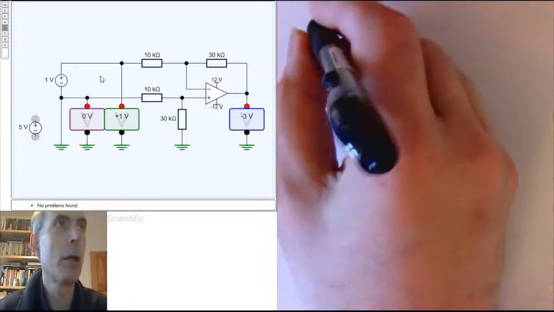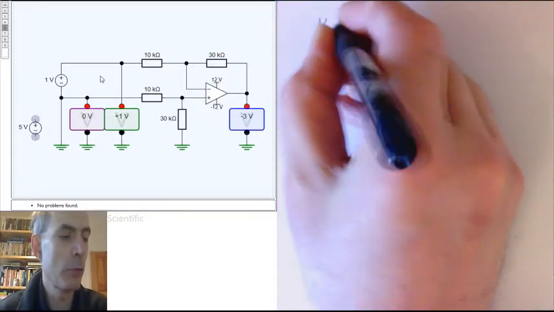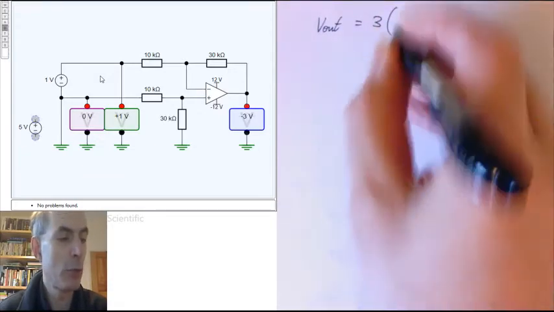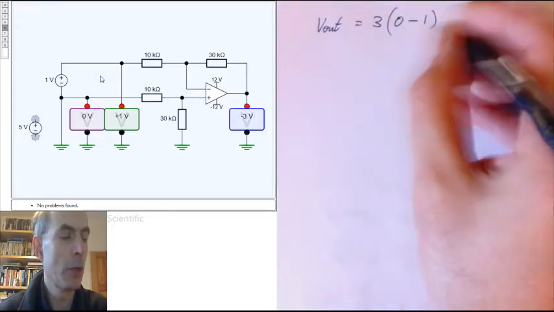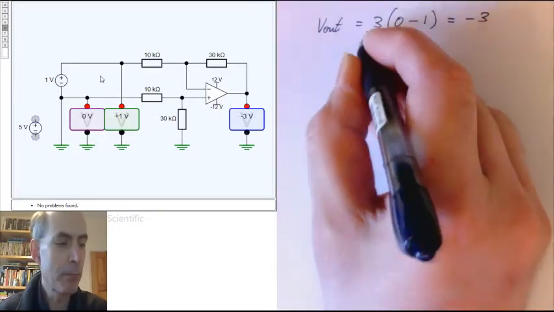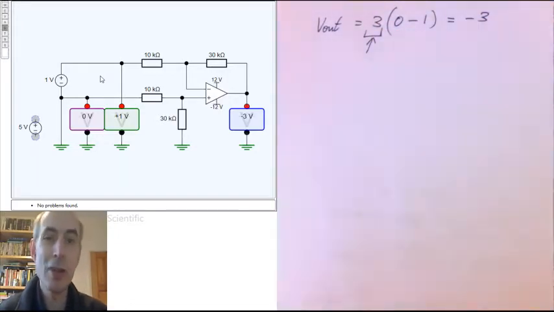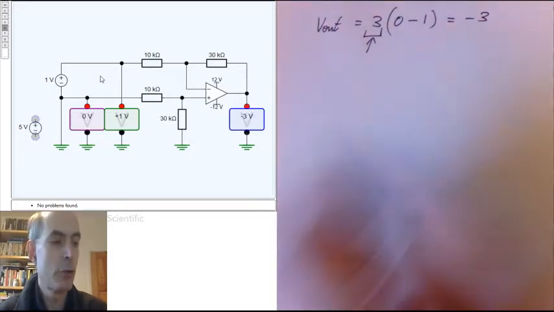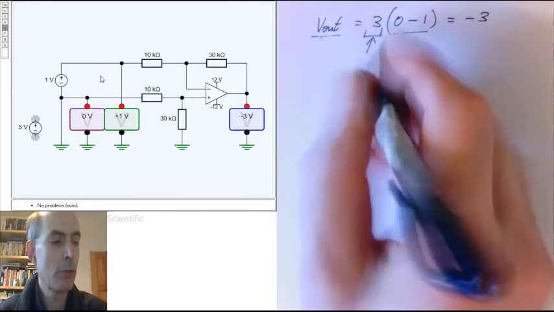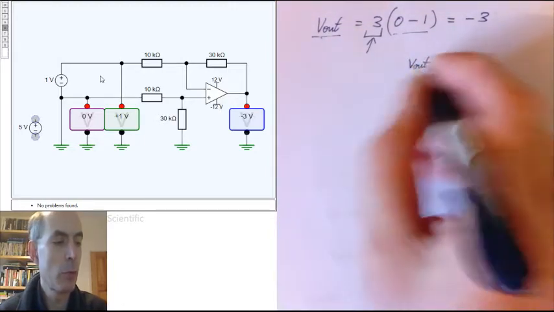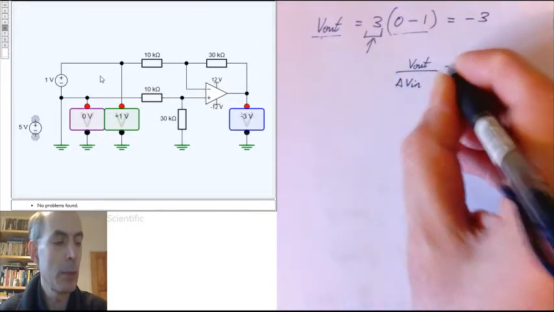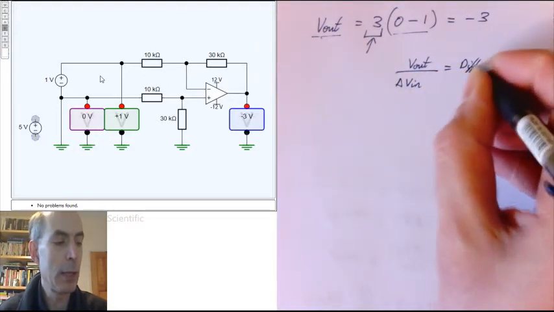It's multiplying up the difference between the two inputs by its gain, in this case 3, and its two inputs at the moment are at 0, minus 1, and that is giving minus 3. That 3 is known as the differential gain. The difference between the two inputs and the output are related by Vout over the difference between the two inputs, I'll call it delta V in. That is the differential gain.